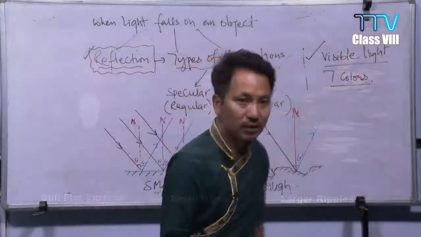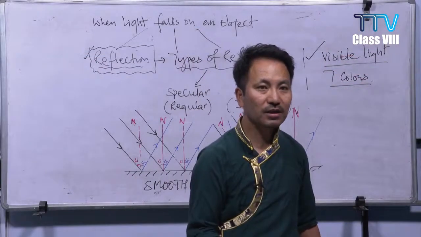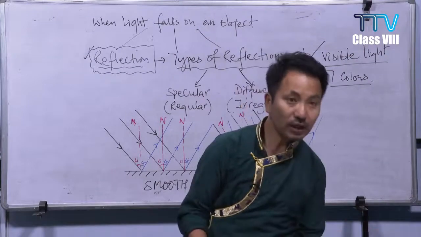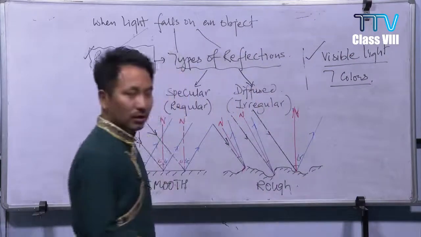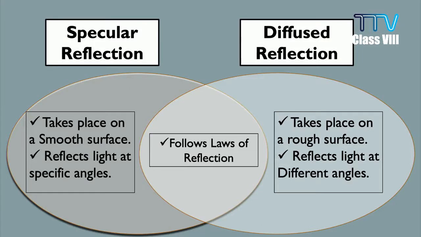Specular reflection and diffuse reflection, like in a Venn diagram. Specular reflection takes place on a smooth surface. If the surface is smooth, specular reflection occurs. If the surface is rough, then diffuse reflection occurs.